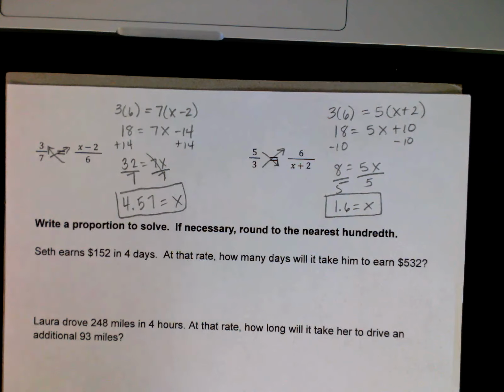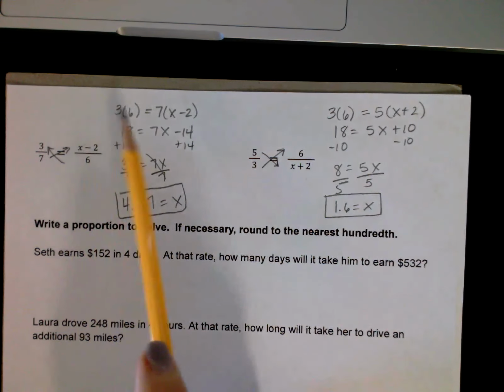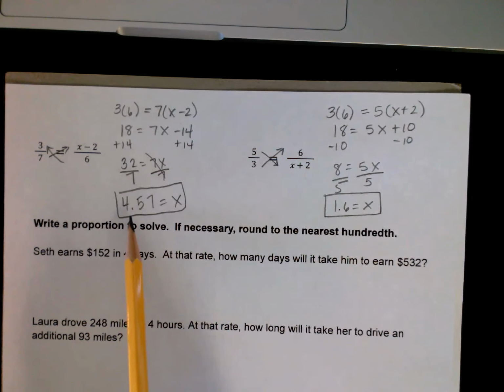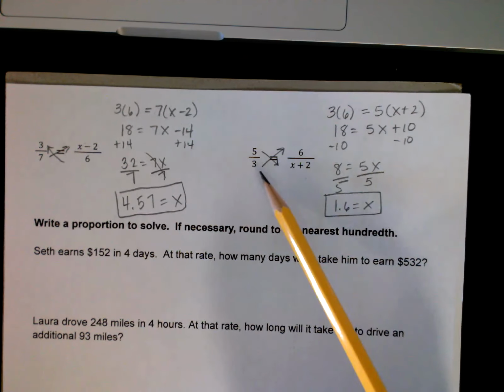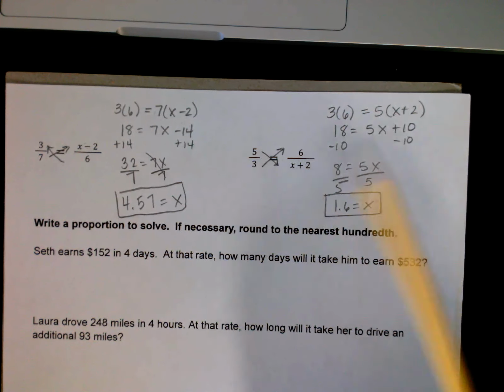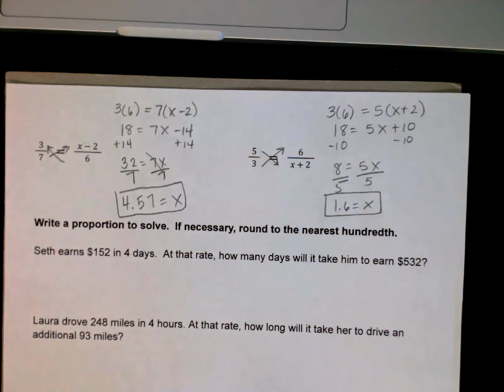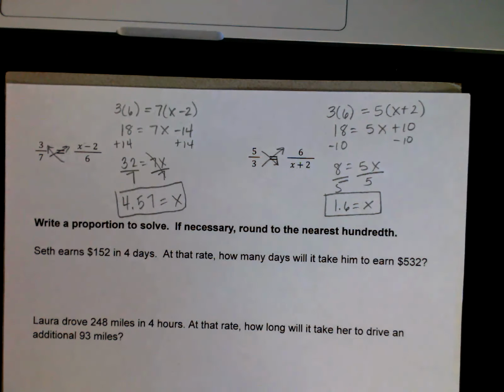My two solutions: for the first one, I did cross products. I distributed carefully. I ended with 4.57. For the second one, I did cross product, a two-step equation after I distributed, and I ended with 1 6/10. Take a moment, compare your work to mine if we got different answers.